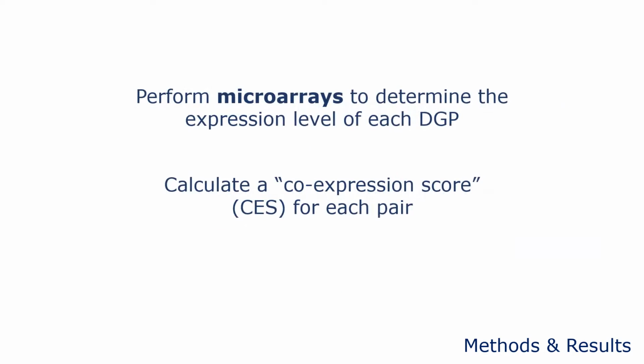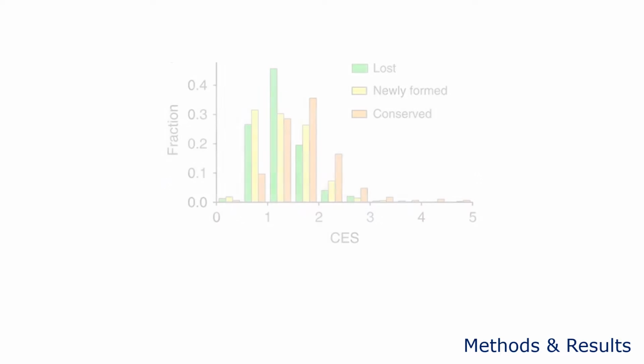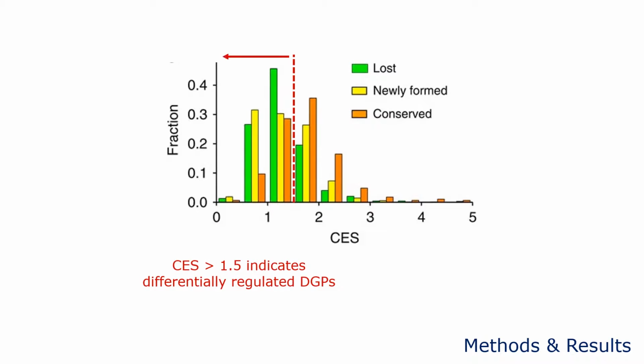They next perform microarrays to determine the expression level of each DGP. This allows them to calculate a co-expression score, which shows how closely linked the expression of each gene in the pair is. A co-expression score below 1.5 indicates that the genes in the divergent pair are differentially regulated, while DGPs with an expression score above 3 are co-regulated by shared transcription activators.